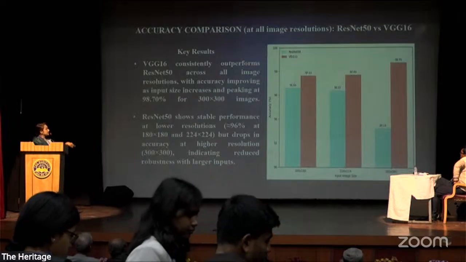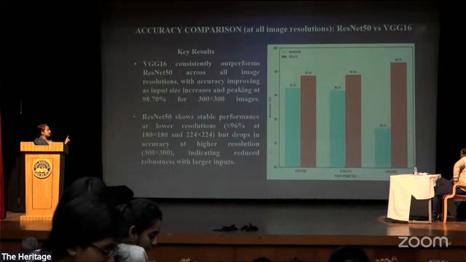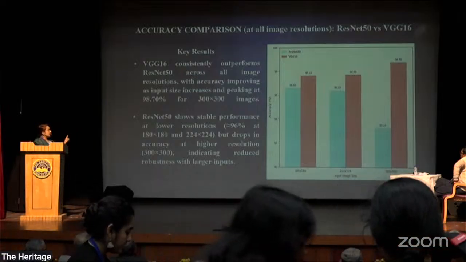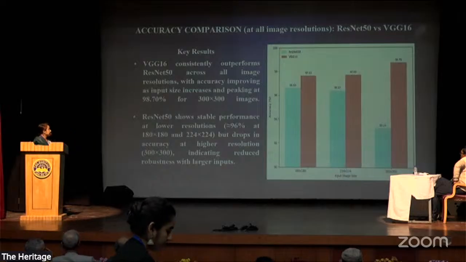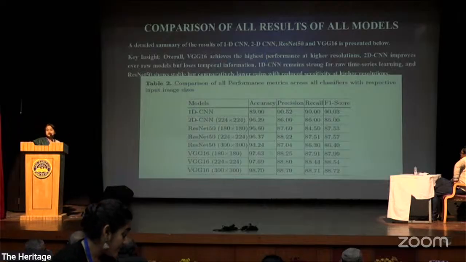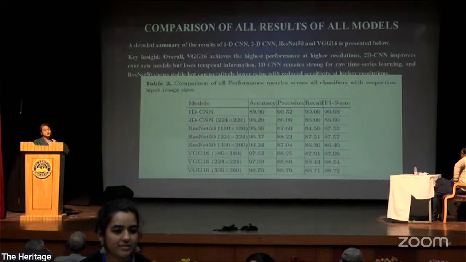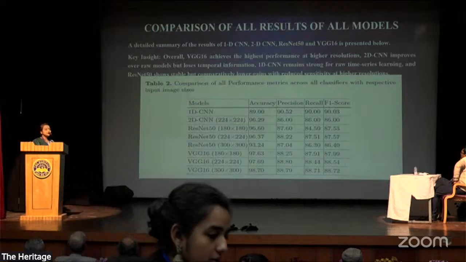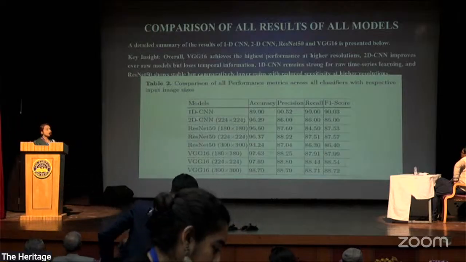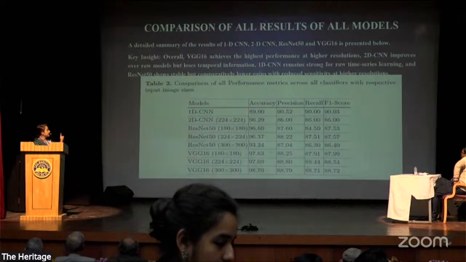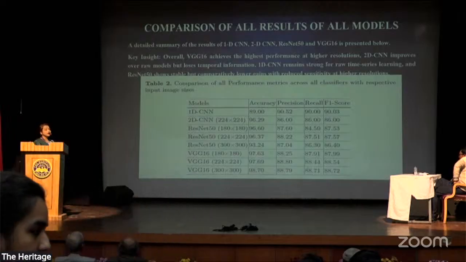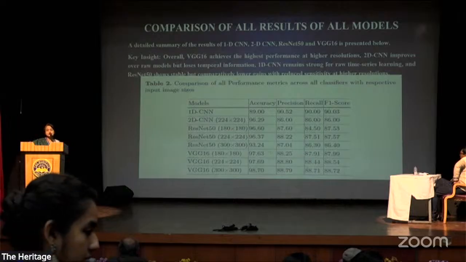And this is the graphical representation. As you can see, for 180 by 180, that is how VGGNet performs. And the best resolutions are evident from the slide. This is the comparative results of all the models, where we have also shown the other performance metrics like precision, recall, and F1 score. Majorly, we are concentrating upon the accuracy, where we can see that ResNet 50 gives us the best result of 96.60 at a resolution of 180 by 180, whereas VGGNet delivers better results at the higher resolution.